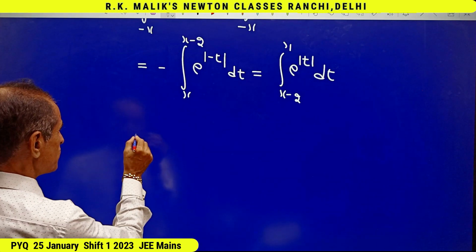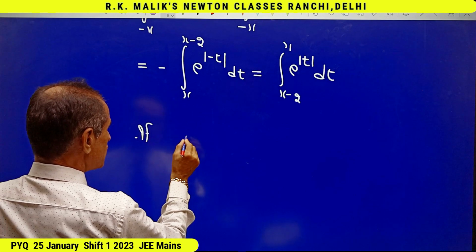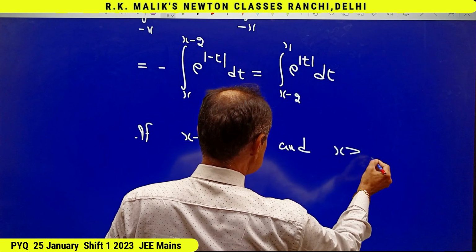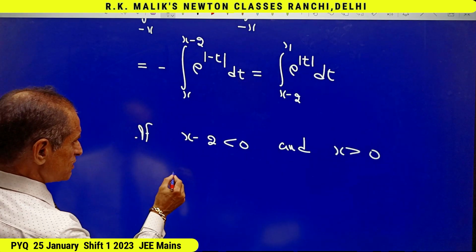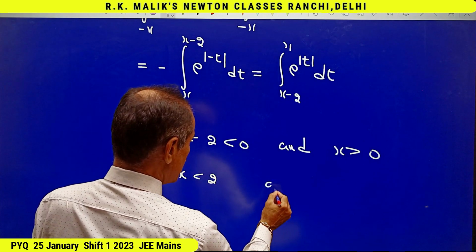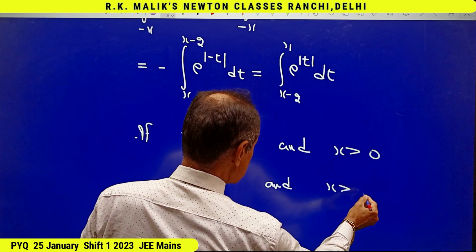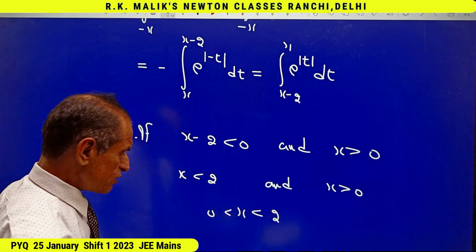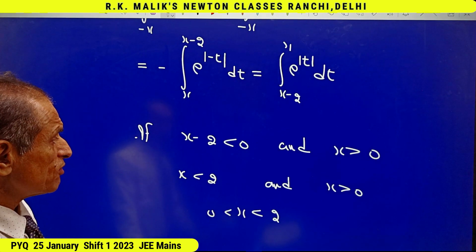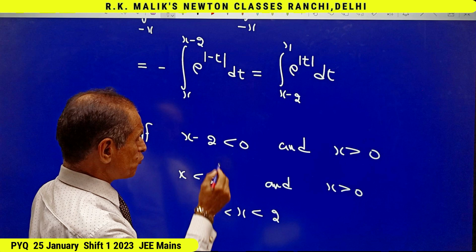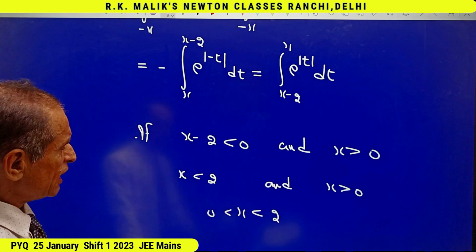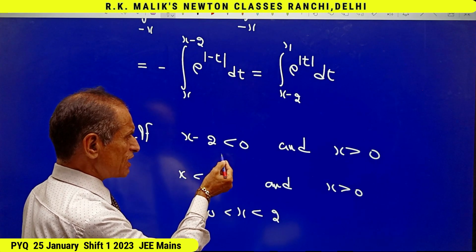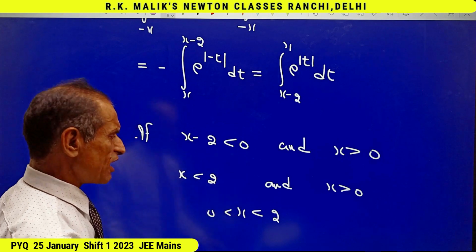And take the second case, if x minus 2 is negative and x is positive. That is, if x is less than 2 and x is greater than 0. That is, it means x lies between 0 and 2. Some of you may be thinking that why I am not taking the case of equal to 0 here. Actually, if I take equal to 0, then also it is correct. If I take just less than 0, then also it is correct.